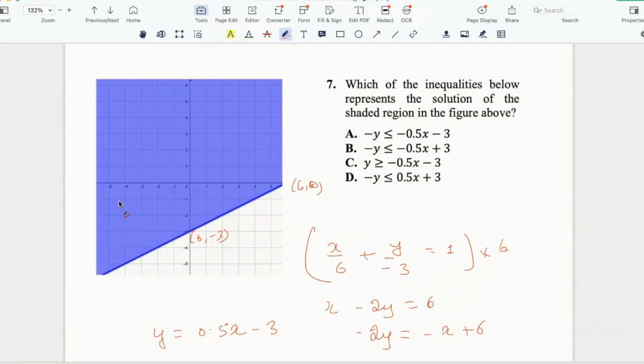Now y is 0.5x minus 3 is the equation of this line, and the region is above this line. So the region that I'm looking for is y greater than or equal to 0.5x minus 3, right? Now let's look at the options. So we have three options with negative y and only one option with y. The one option with y is not correct because it has a negative here, so I'll not consider that. And let me multiply this equation by minus 1. So I'll get minus y less than or equal to minus 0.5x plus 3. So I can also represent my answer like this: minus y is less than or equal to minus 0.5x plus 3, right? Which is equal to option B.